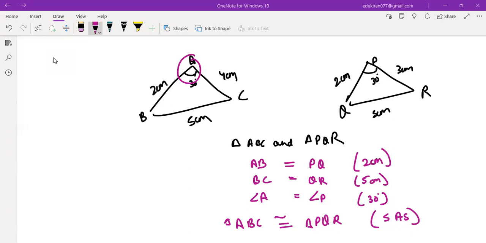So whenever you get a figure, you have the criteria. First check all the sides are equal. No, ma'am, just leave it. Then come to the second one. Just check whether two sides are equal. Yes, like this you have to check. Okay, ma'am.